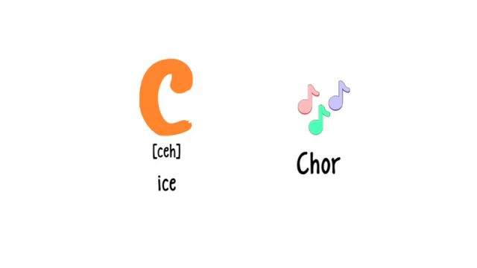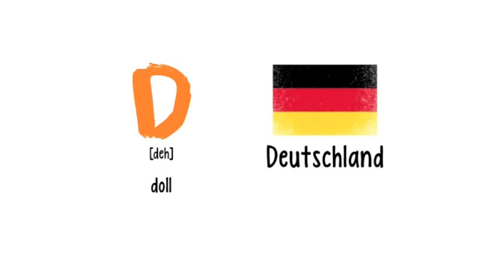Let's have a look at the letter C, which is pronounced like the C in the word ice. In the German language, words which start with the letter C are normally pronounced like the letter K. Here we have the word Chor, which means choir. D sounds like the D in the word doll. Here we have the example of the word Deutschland, which means Germany.